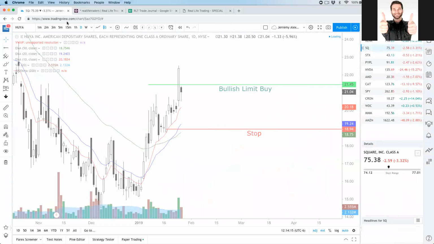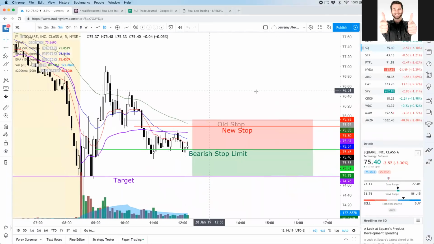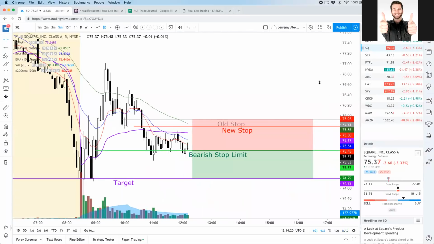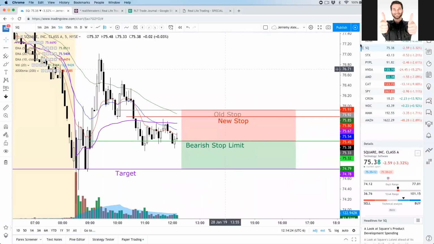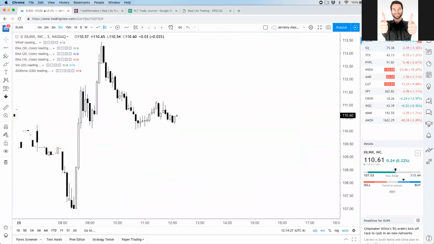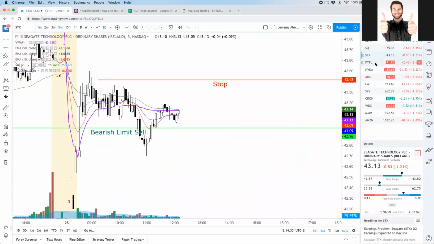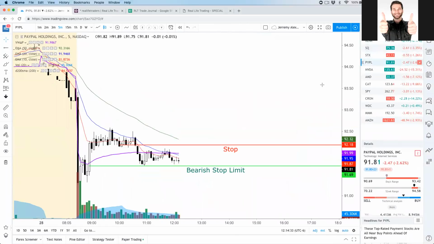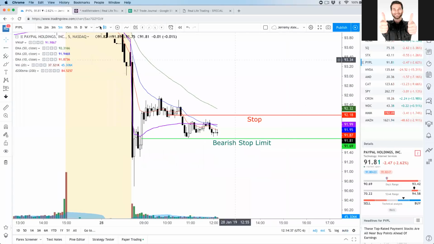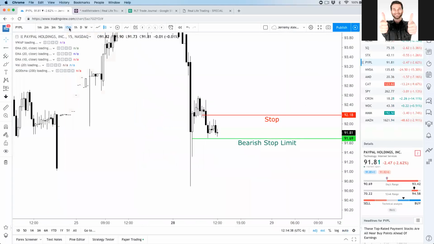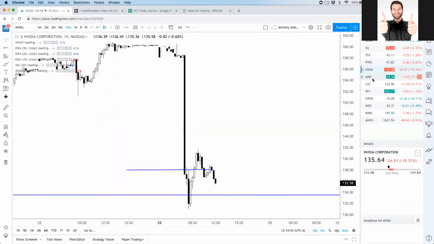All right, so back over to Square, just hanging out for right now. A little bit of an upper shadow, chilling for the most part. Back over to XLNX, it's still sideways. Seagate, still sideways. PayPal. Again, PayPal also did not look terrible either. This one could be a nice breakdown later, maybe.